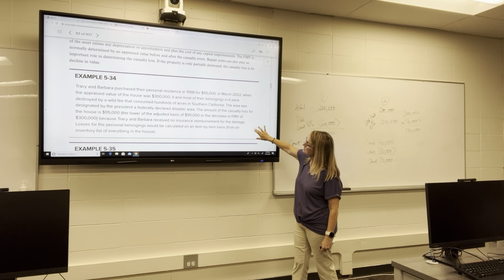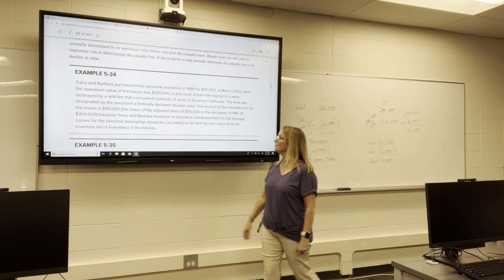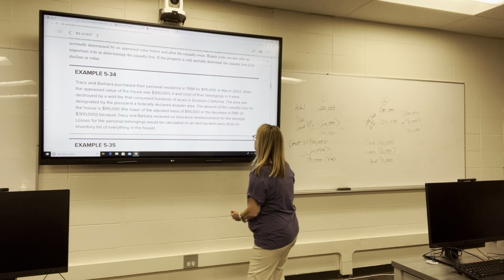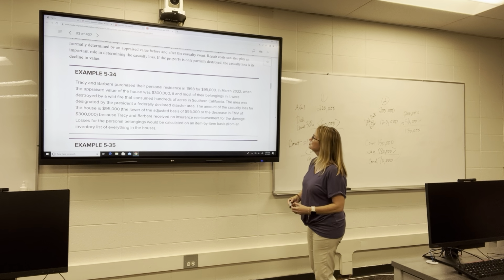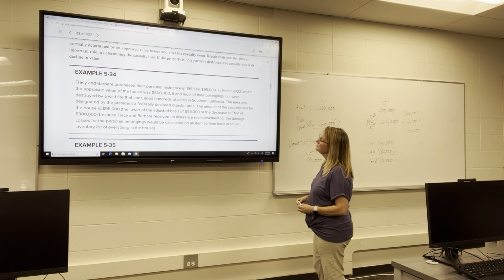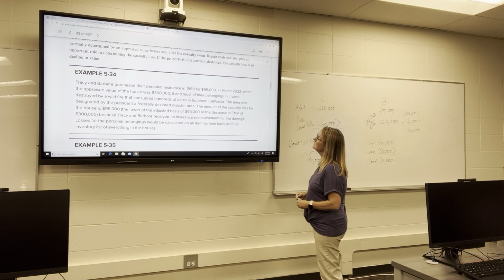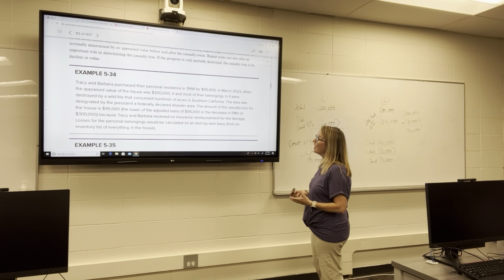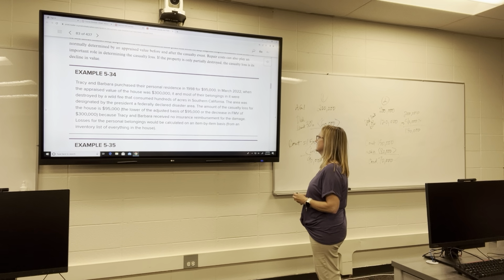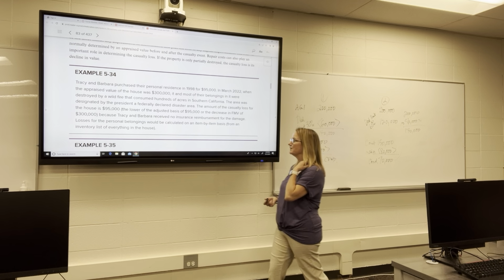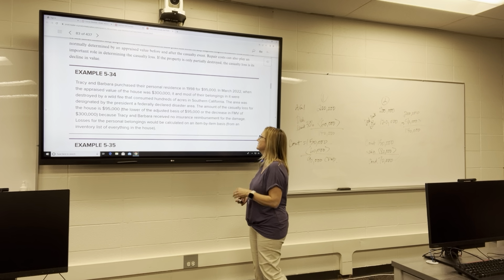Let's see. So here's an example. Tracy and Barbara purchased a personal residence in 1998 for $95,000. In March 2022, the appraised value of the house was $300,000. It and most of its belongings were destroyed by a wildfire that consumed hundreds of acres in Southern California. The area was designated by the president a federally declared disaster area.